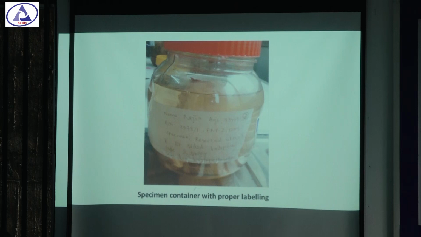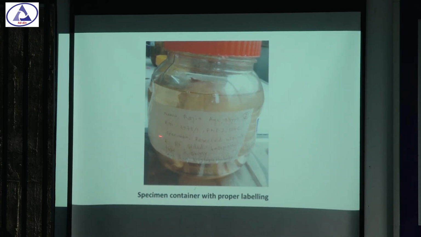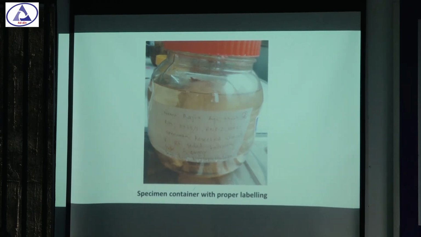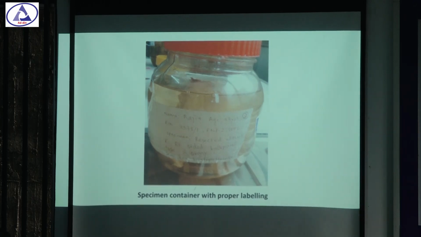What to do next? Next, you have to label your specimen. Most importantly, the name of the patient, registration number, and specimen including the site from where you have taken the biopsy and the laterality, whether it is right or left. This is very important. Otherwise, there are chances of mishandling or mislabeling the sample.